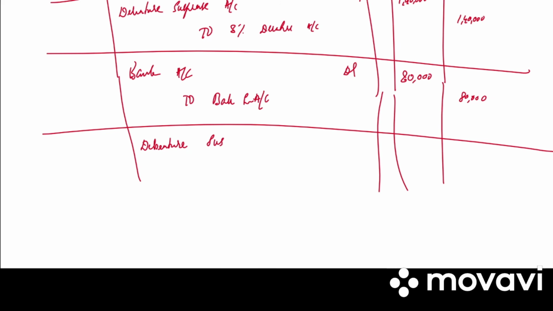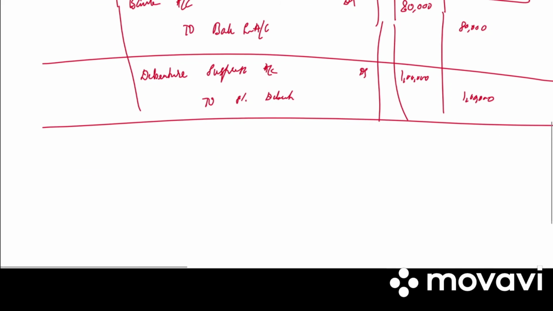Next we have last entry, debenture suspense account debited to 8% debentures. How much? 1 lakh debit, 1 lakh credit. That is 1,000 into 100, 1,000 into 100. Write the narration. Issue of 1 lakh debentures as collateral security to secure a loan of rupees 80,000 from the bank.